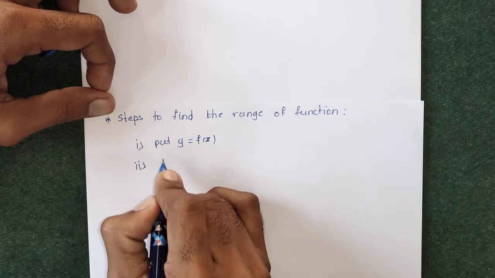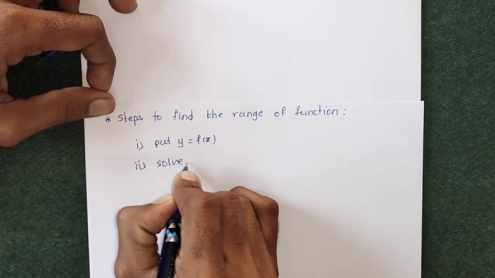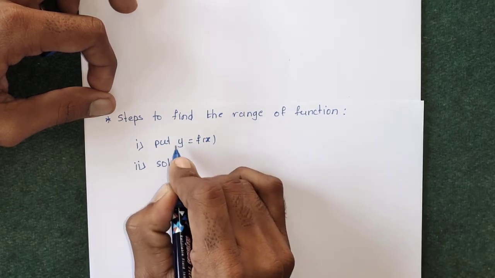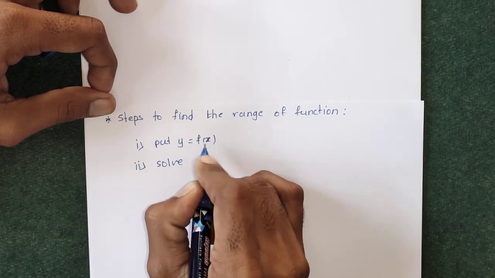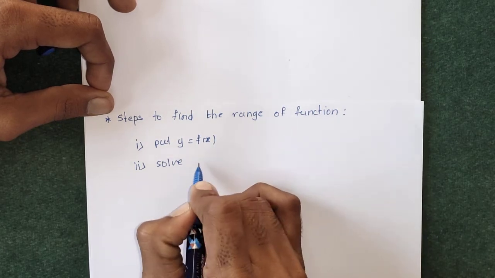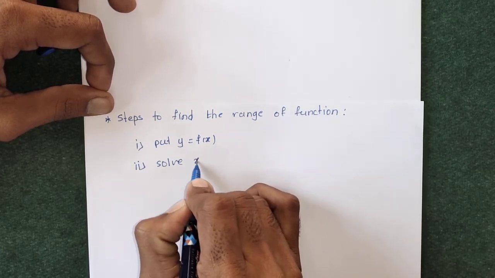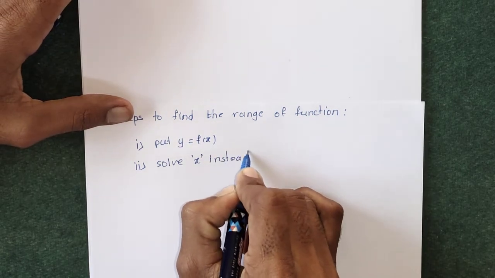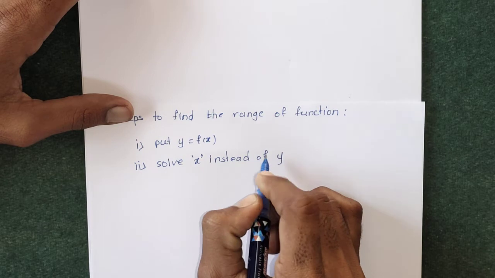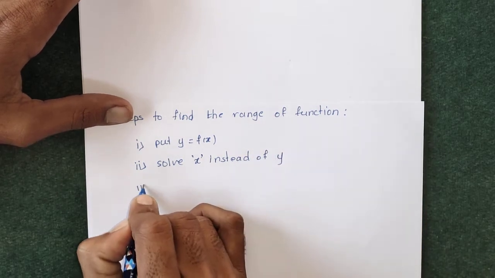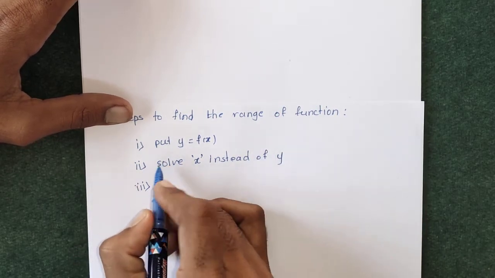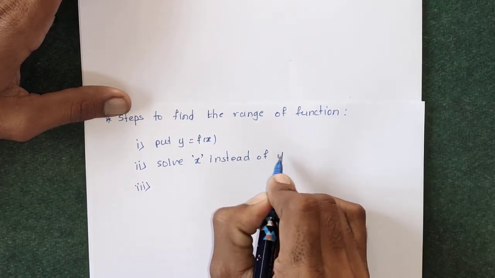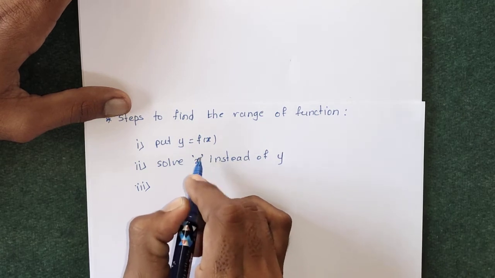The second step is to solve y equals f of x for x instead of y. Solve x instead of y. And the third step is: the range of the given function f is the set of all y for which x can be solved.